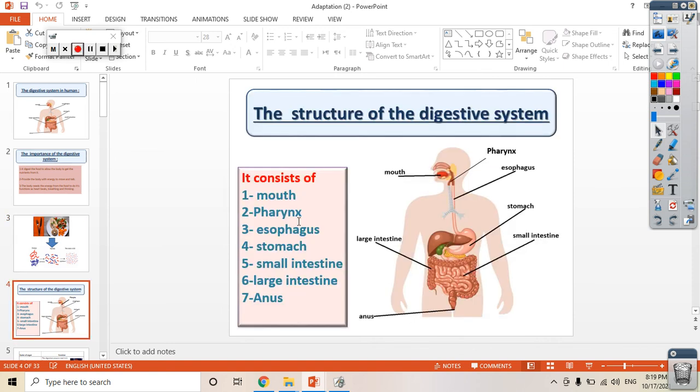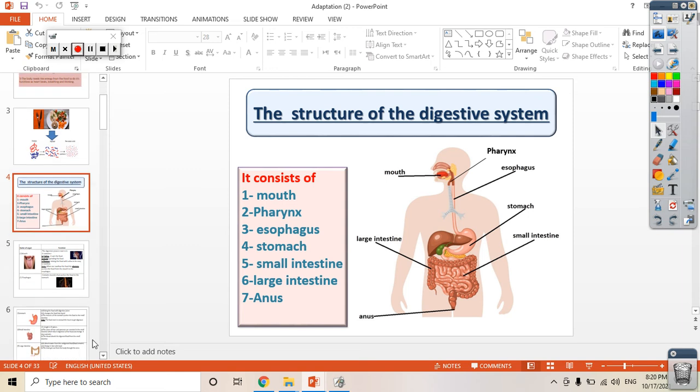Let's know the structure of the digestive system. The digestive system consists of mouth, pharynx, esophagus, stomach, small intestine, large intestine, and anus. So the digestive system in humans starts with the mouth and ends with the anus. Okay?